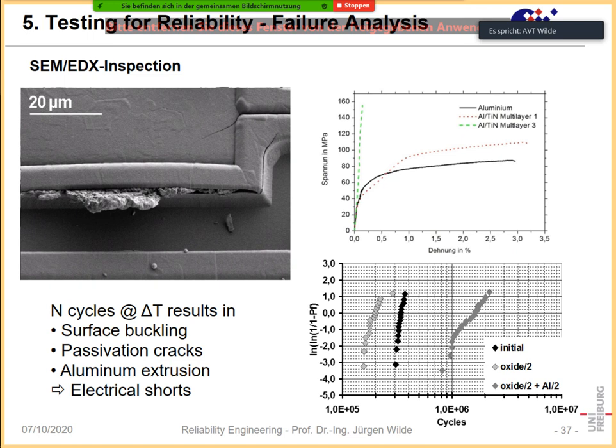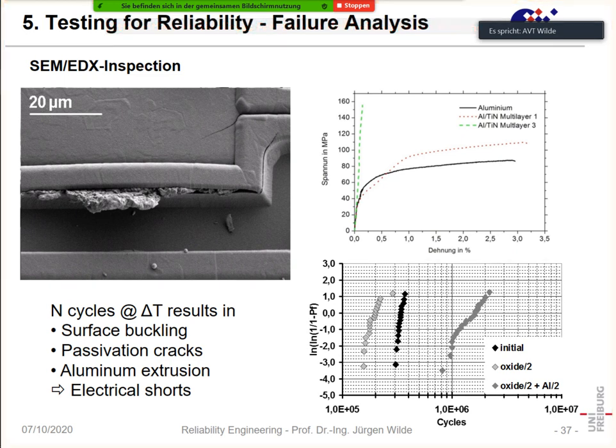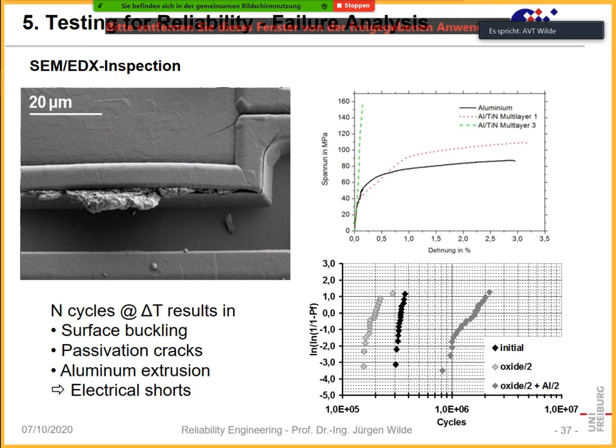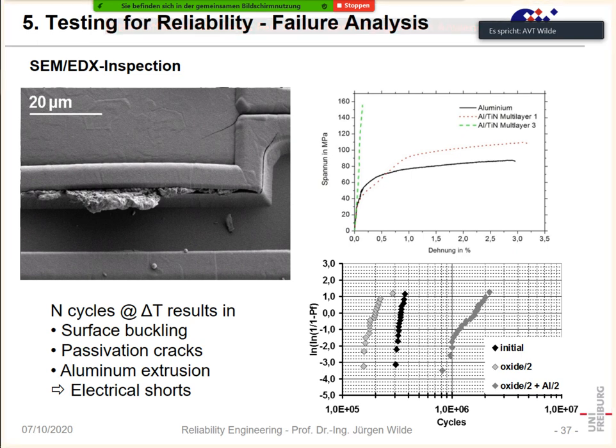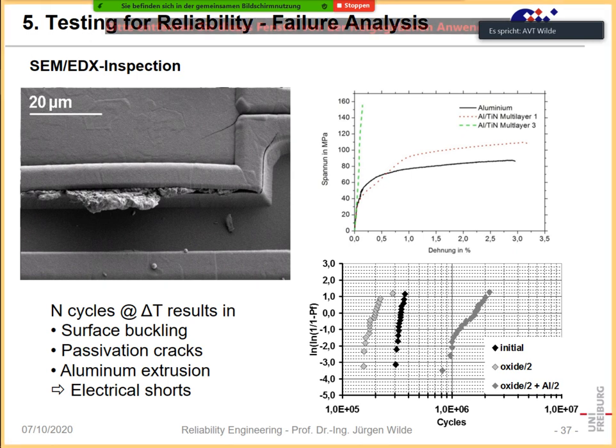Okay, here is another example. In that case, it was another PhD student, and here we found that when we have high cycling with very high temperature amplitudes, let's say almost 300 degrees centigrade, only a very low number of cycles can be tolerated. On the other hand, we developed different metallizations. The black one is the initial one. We developed multilayers, and using multilayers we can increase the number of cycles significantly.